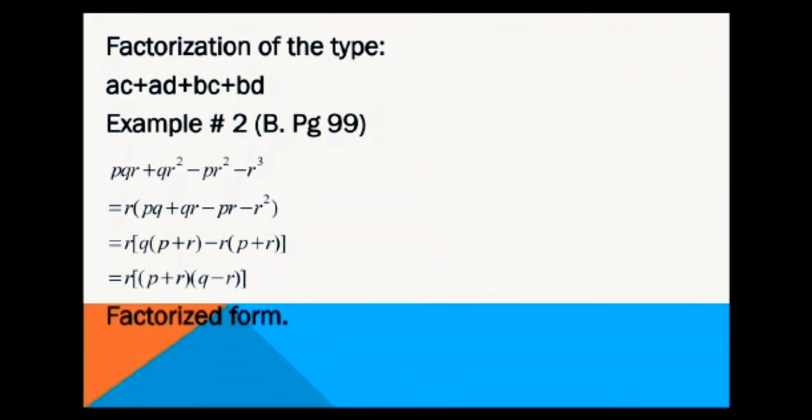So P plus R, again a common expression, will be written separately, and Q minus R will be converted into one bracket. So this is the factorized form. Students, you can observe here R, P plus R, Q minus R, all are going to multiply with each other. So this is a product form, and product form is a factorized form.